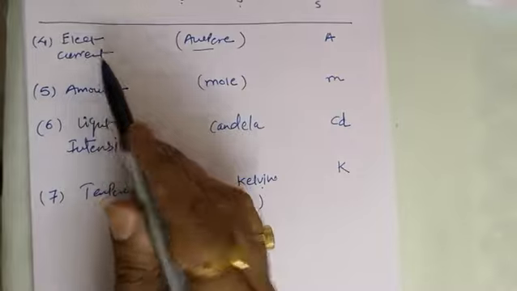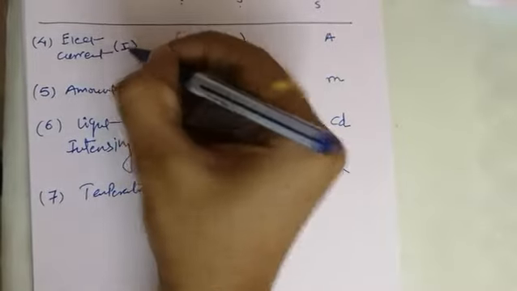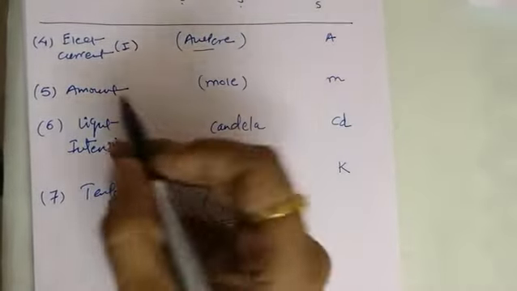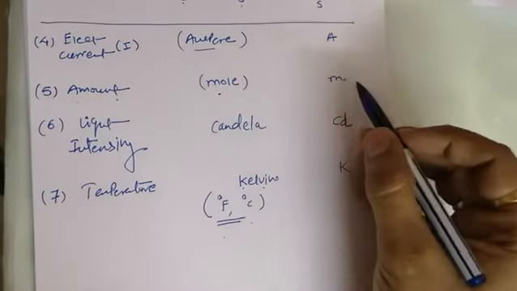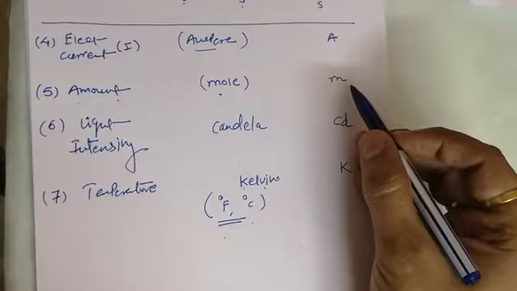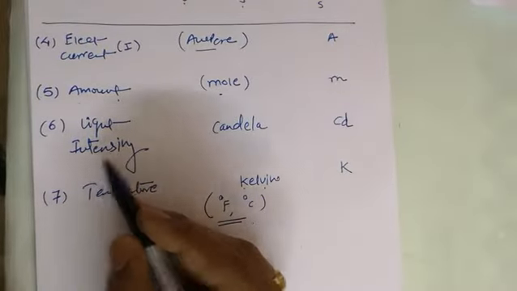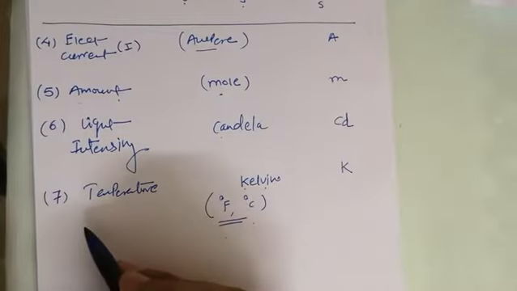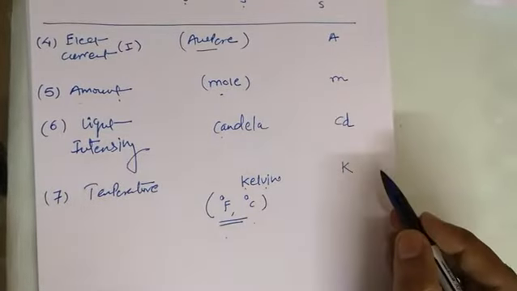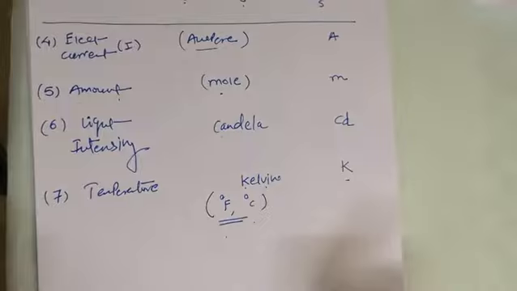The first is electric current, which you can say is I. Next is the amount of any element or substance, called the mole, represented by the small m. Then light intensity, called the candela, represented by cd. And the next one is temperature, represented by the symbol K.